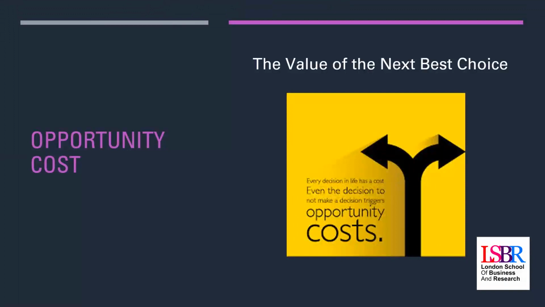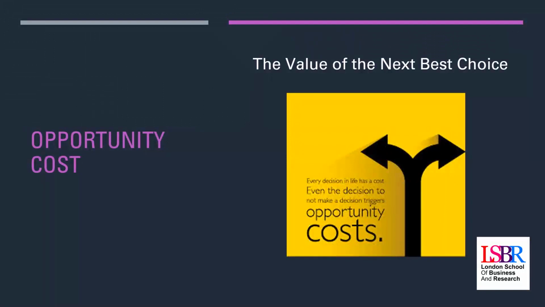So every decision we make has an opportunity cost. So we always decide where we're going to invest. We try to choose the product, the service that's going to give us what we call the most utility, okay? But every decision has an opportunity cost. But even the decision not to do something also has an opportunity cost.